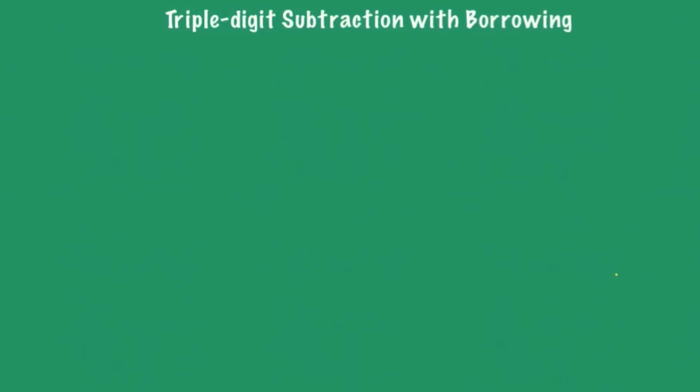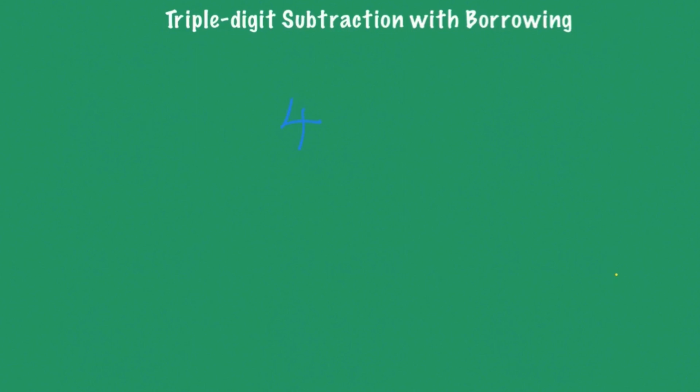Hello, everybody. In this episode, we're going to talk about triple digit subtraction with borrowing. If you've seen my previous video, you've watched double digit subtraction with borrowing. Now, triple digit subtraction with borrowing is very, very similar to the double digit one. However, there are 3 columns. Let's dive straight into the examples so that you understand what I'm saying.